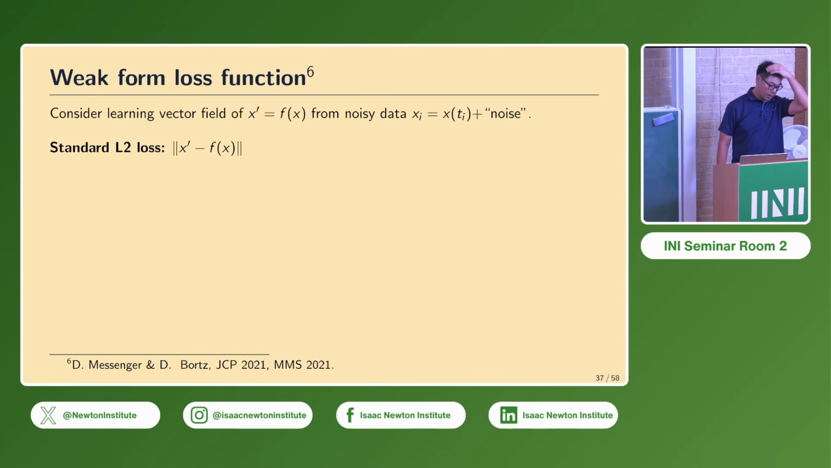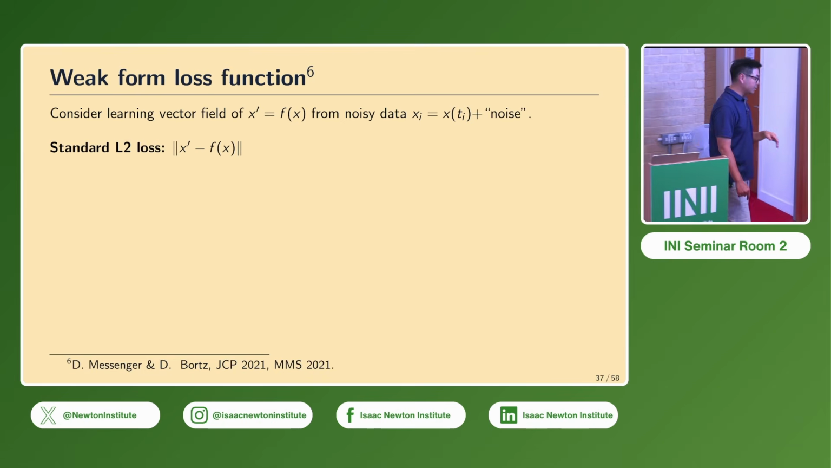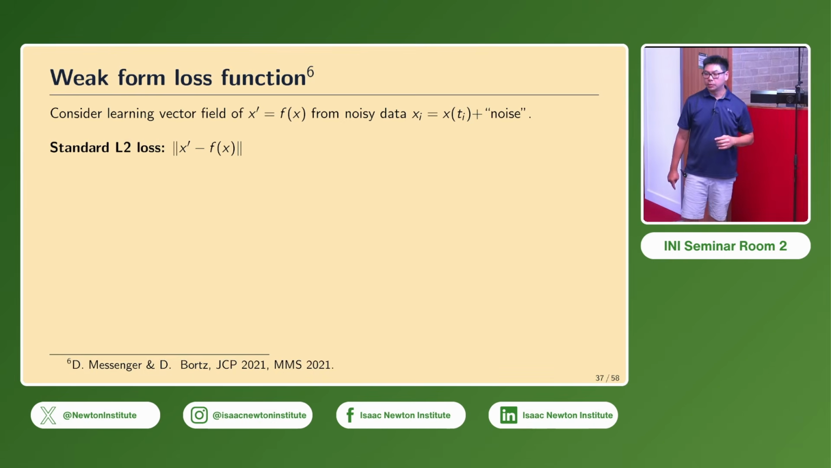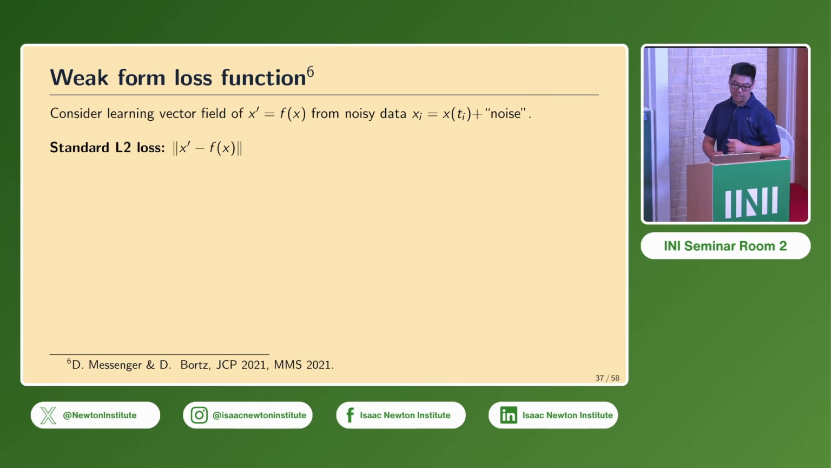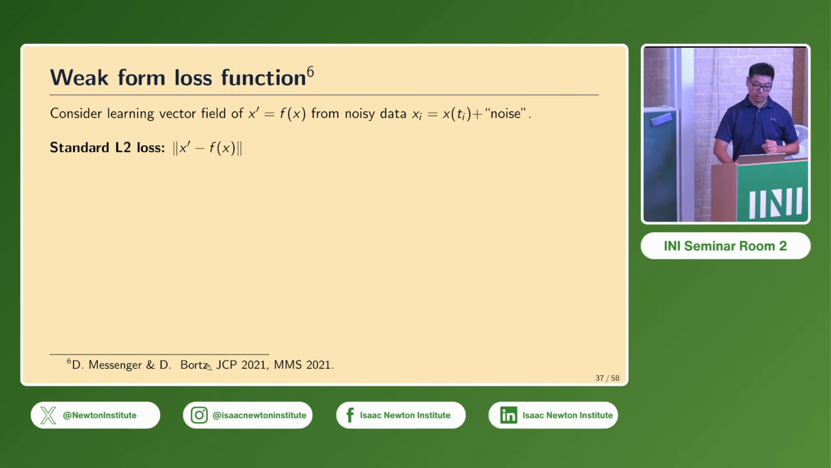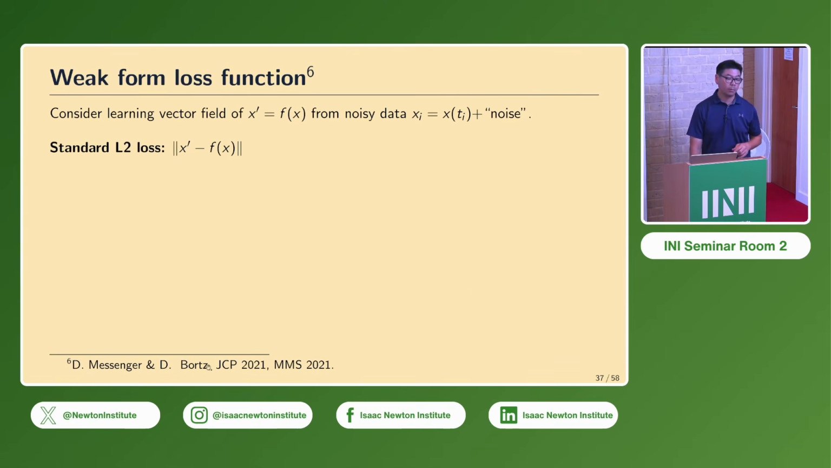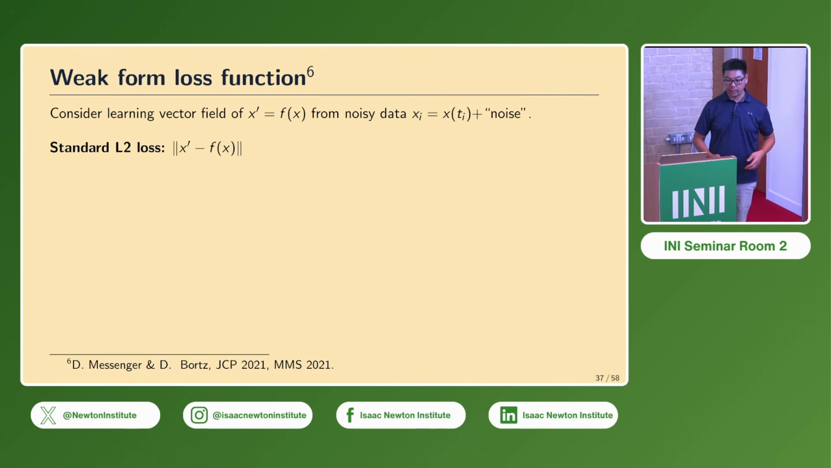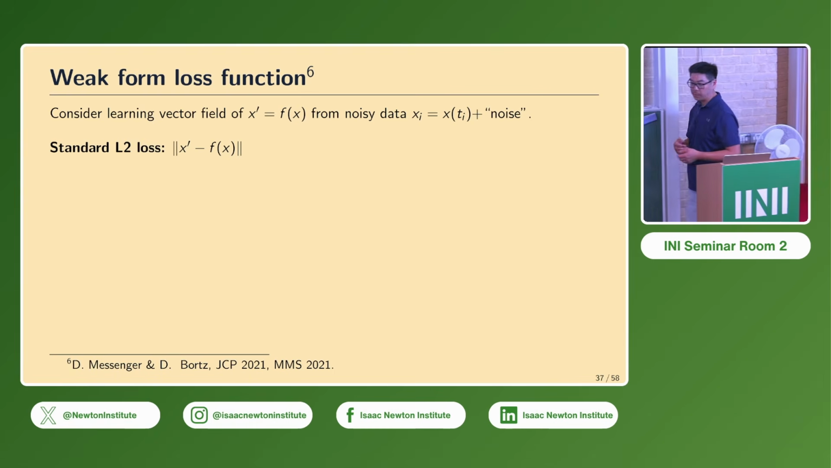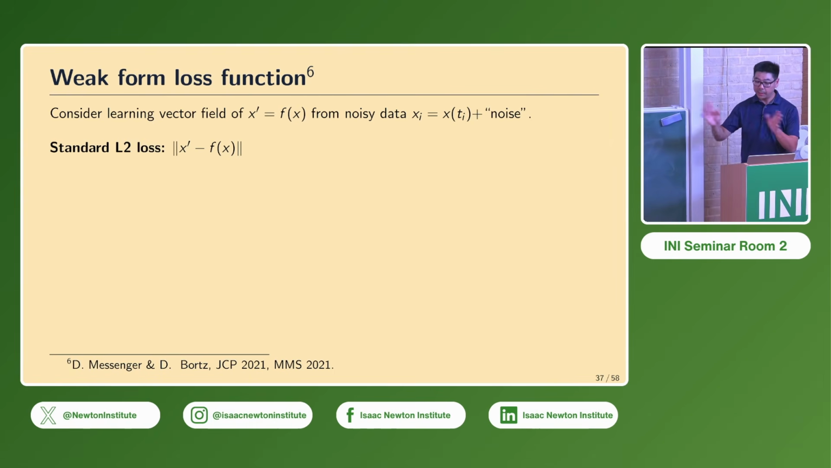So I need another tool. I need some sort of filtering. So I looked and searched the literature, and there's this work by Messenger and Bortz. Basically, what they do is introduce a sort of loss function that is not the L2 loss, but a weak form loss. So the idea is just as follows.